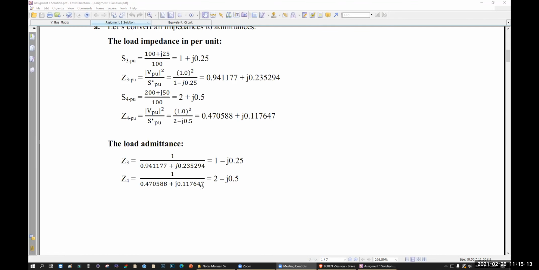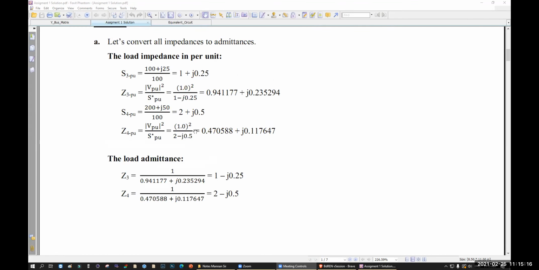How should I draw? How should I convert the impedance to admittance? Let's convert all the impedance to admittance. How? S3 per unit is this one.